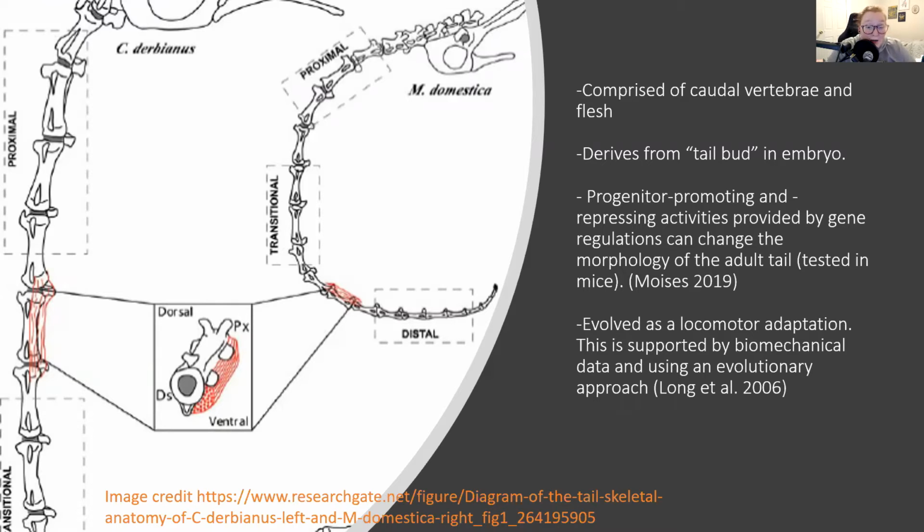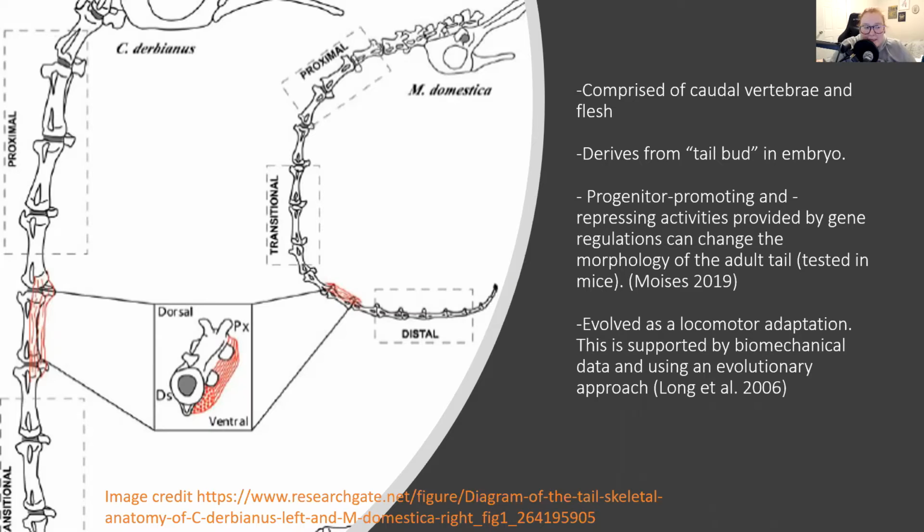It is possible that gene regulation controls the final length of the tail and possibly the functional characteristics of the adult vertebrate tail. In one study that I read, it was shown in mice that progenitor promoting and repressing activities provided by gene regulations can actually change the morphology of the adult tail. This was tested in mice.